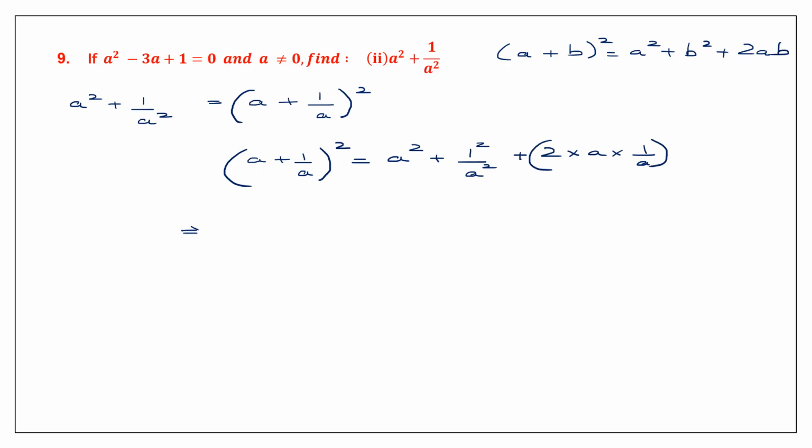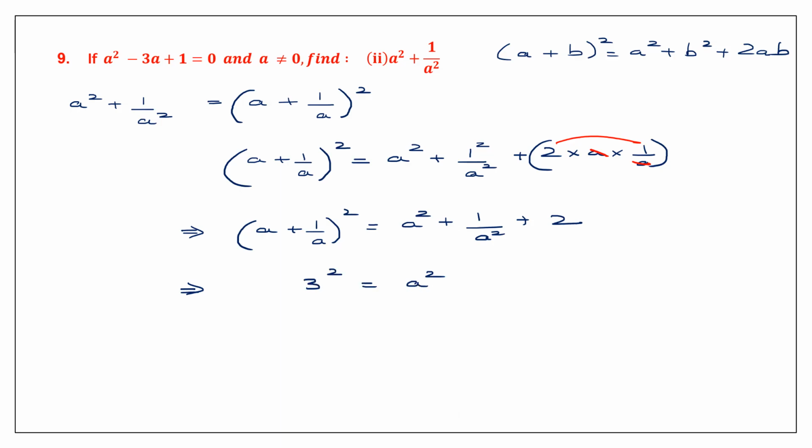So this equation is now a plus 1 by a the whole square, which is a square plus 1 by a square plus, now here we have 2 into a into 1 by a. We can cancel the a's here. So we just have 2 into 1, and 2 ones are 2. So now here we have a plus 1 by a the whole square. In the previous question, we found the value of a plus 1 by a, and that was 3. So that is 3 square, which is now equal to a square plus 1 by a square plus 2.